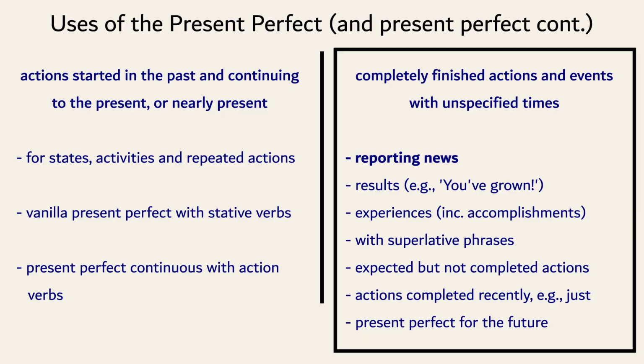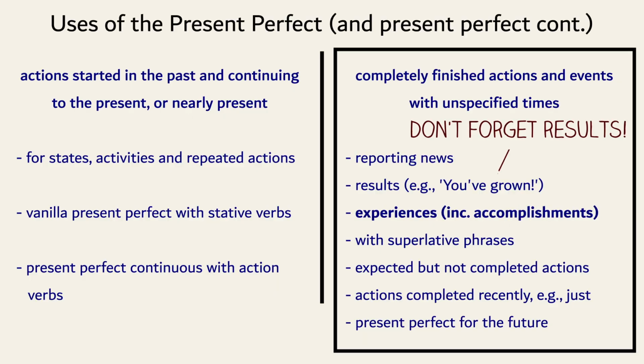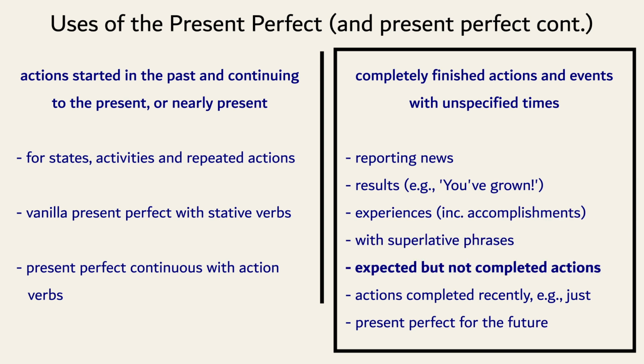Okay, so that just about wraps up all the uses of the present perfect that I can think of. So to recap the second category of uses for the present perfect, we have seen that we can use it for talking about the news, talking about experiences and accomplishments, using it with superlatives, for expected but not completed actions, and its opposite, for actions that were completed very recently, and in adverbial clauses for the future.